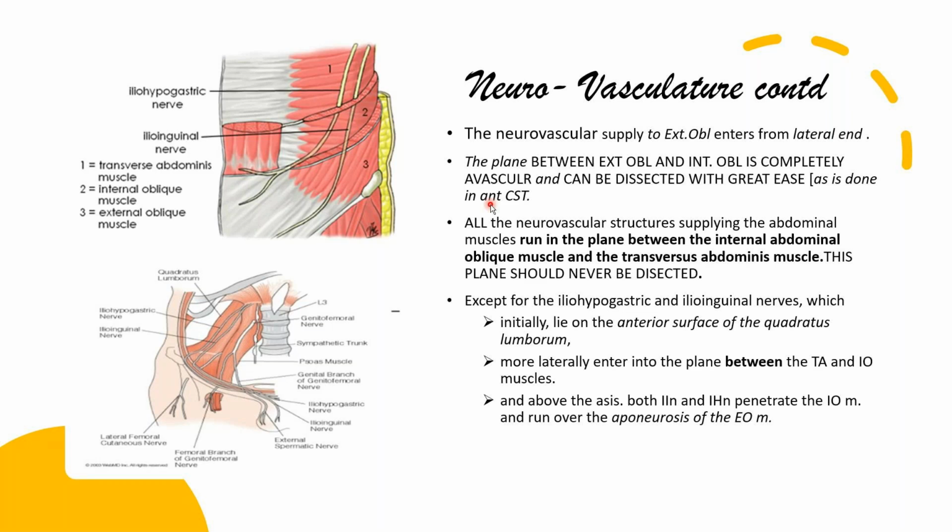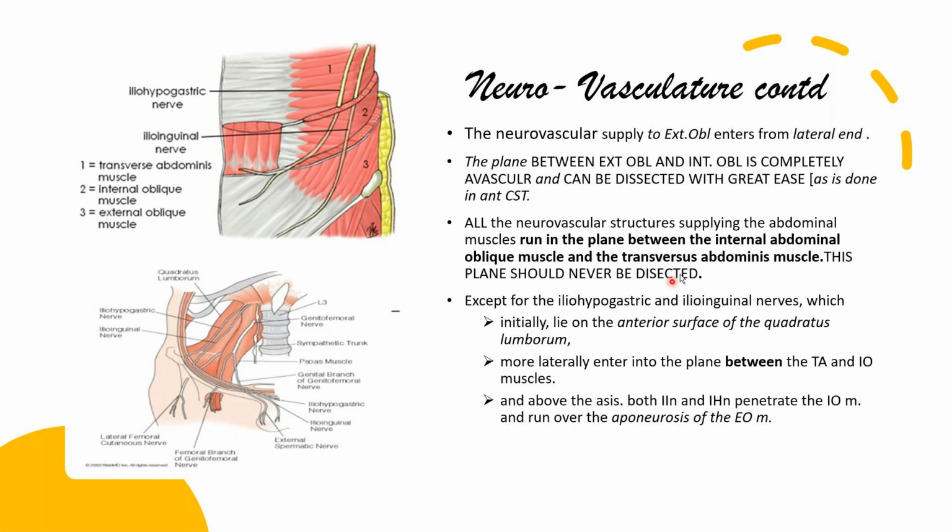Can the same be said for between the internal oblique and transverse abdominis? No. A big no. Why? Because all the vessels and the nerves are running in between the internal oblique and transverse abdominis. Right? That is why this plane should never be dissected. Never dissect in between the transverse abdominis and internal oblique.